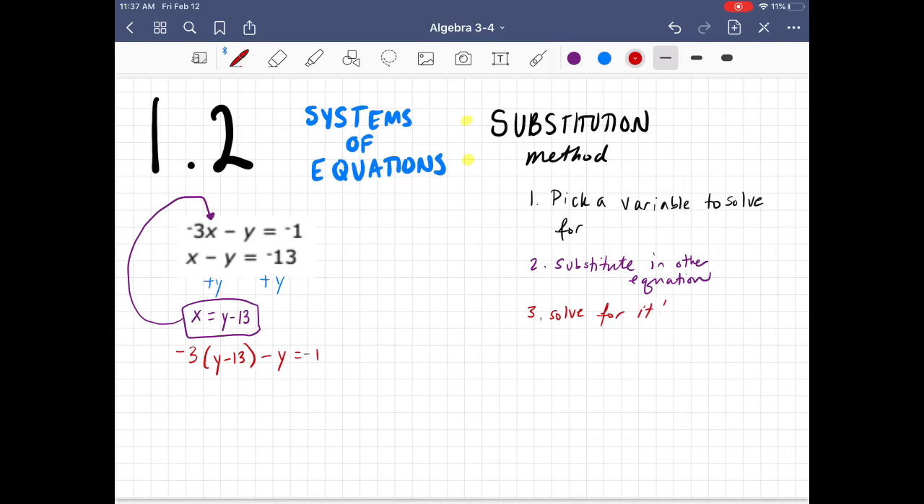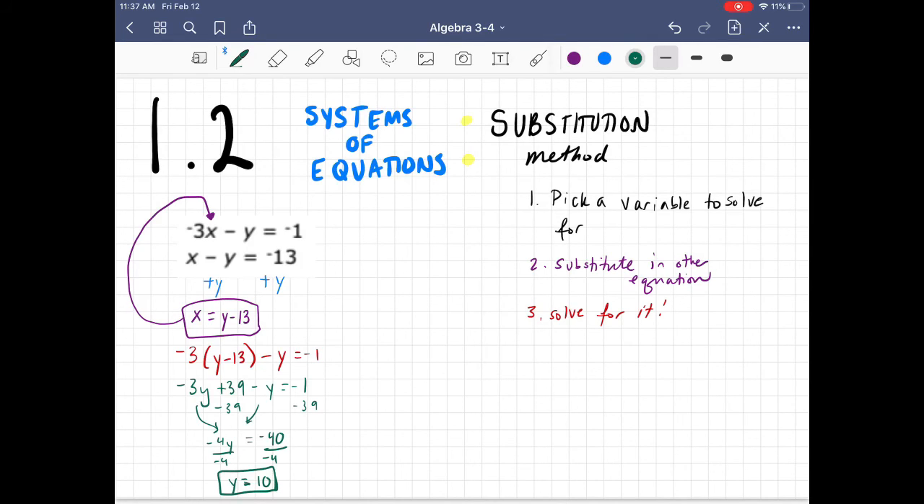My third step is to just solve for that variable. So we're going to solve for y. That's all I see there in the red equation. I'm going to solve for the variable. So I have -3y, just distributing, plus 39 minus y equals -1. I'm going to subtract 39 from both sides, and I'm going to put together that -3y and the -y. It becomes -4y. Divide both sides by -4, and I get 10.